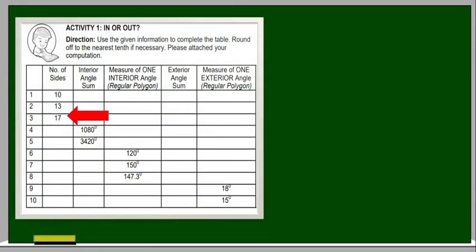In your activity sheet entitled "In or Out," you are going to use the given information to complete the table. Round off to the nearest 10 if necessary. Please attach your computation. Let's say in number 1, the number of sides is 10. How do we compute the interior angle sum? The answer here is 1,440.